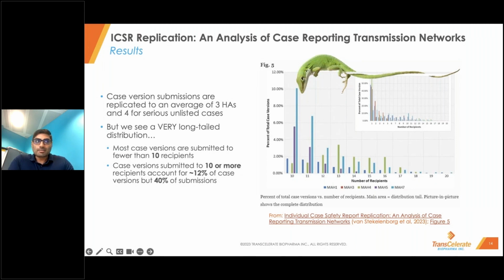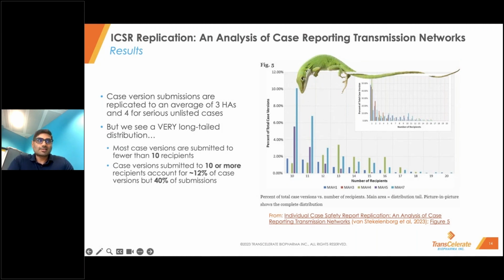The ICSR transmission paper is a peer-reviewed article which aggregates data across 7 TransCelerate member companies. The data of the 7 member TransCelerate companies accounts for 20% of the total volume of data in the FDA FAERS database. Hence, we believe that the trends we are likely to see are generalizable across industry. The total volume of data covered in our analysis accounts for 2.5 million case versions across 7.6 million health authority submissions worldwide.